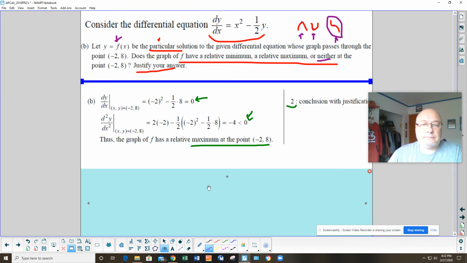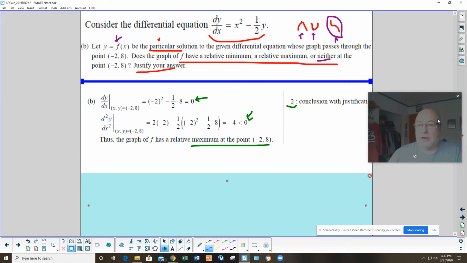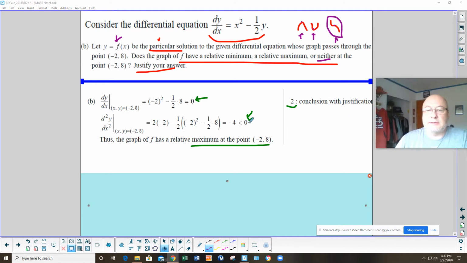So the answer, conclusion here, is going to be maximum. Now the reason is because the first derivative equals 0 and the second derivative is negative. So since the first derivative equals 0, you have a horizontal tangent line. And since the second derivative is negative, -4, you know it's concave down, therefore you have a maximum. So this is as simple as you need to say that to justify this.